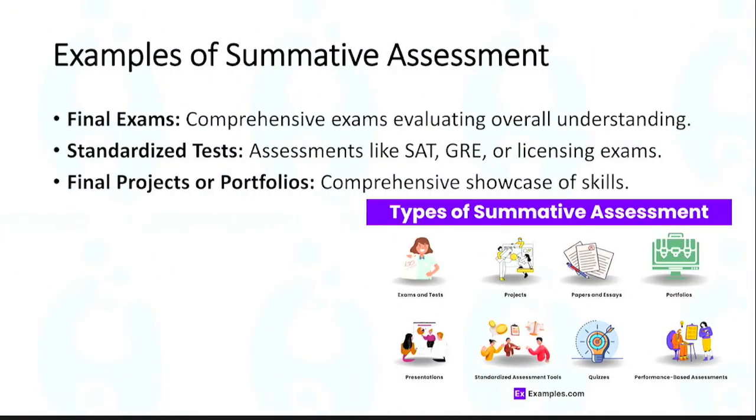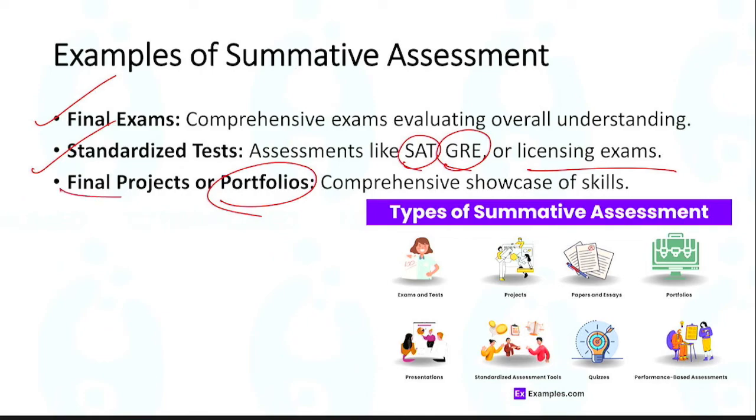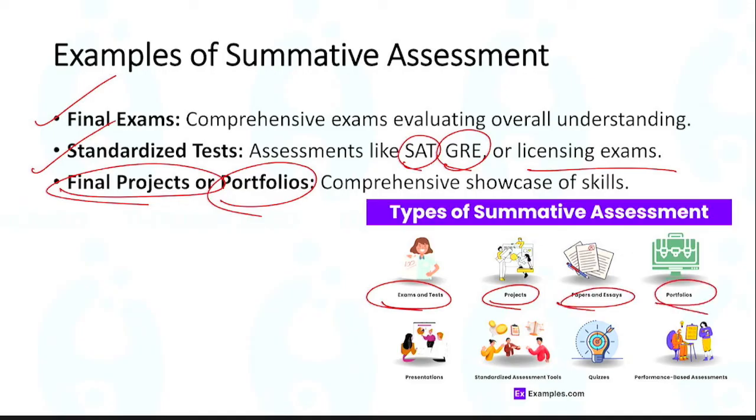So the examples of summative assessment are final exams. It can be standardized tests like the SAT, GRE, right? Licensing examinations, the NTET, AIPGT exams, all those things. And next one is portfolios. E-portfolios we have mentioned earlier in one of the videos, right? So e-portfolio making, then final project. A final project at the end of a particular semester or session can again be a type of summative assessment. Exams and tests, projects, paper assignments, essays, then portfolios, presentations.